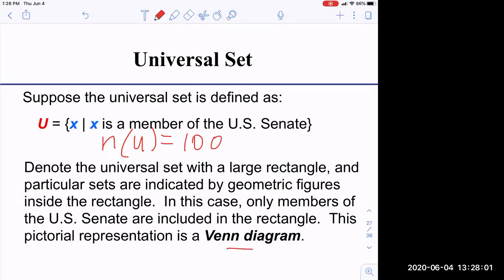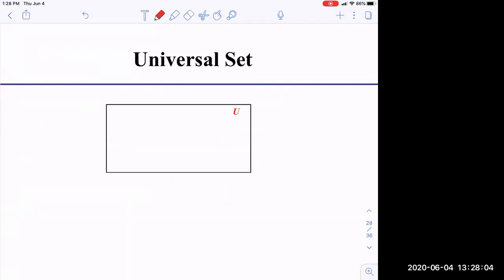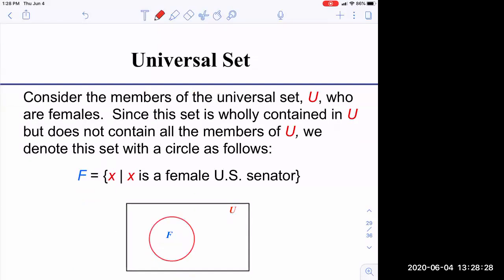So now we're going to introduce Venn diagrams. So here's my universal set. I tend to put the U up here. It's senators. And I know the cardinality of U is 100. Now, let's look at something that lives inside the universal set. Females, US senators.